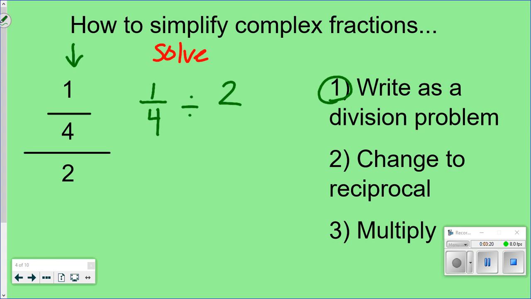Another thing I put in with my first step is, if I have a whole number, how do you make a whole number a fraction again? And everybody forgets this. If you make a whole number into a fraction, you just put a 1 underneath of it. So if you have a whole number, it has to have a 1 underneath of it.